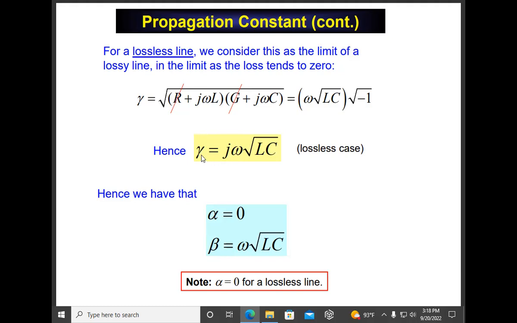Now remember, gamma is written as alpha plus j beta. Now gamma becomes pure imaginary. There is no alpha, so alpha is 0, and beta is everything in front of the j. So beta is this. It makes sense. If it's a lossless line, why would you have an attenuation constant? The wave is not attenuating, so alpha is 0. But of course, there's a beta, because beta controls the phase of the wave. The wave is moving at the speed of light, basically, as we'll see. So it's going to be changing phase as it goes down, but not attenuating if it's a lossless line.